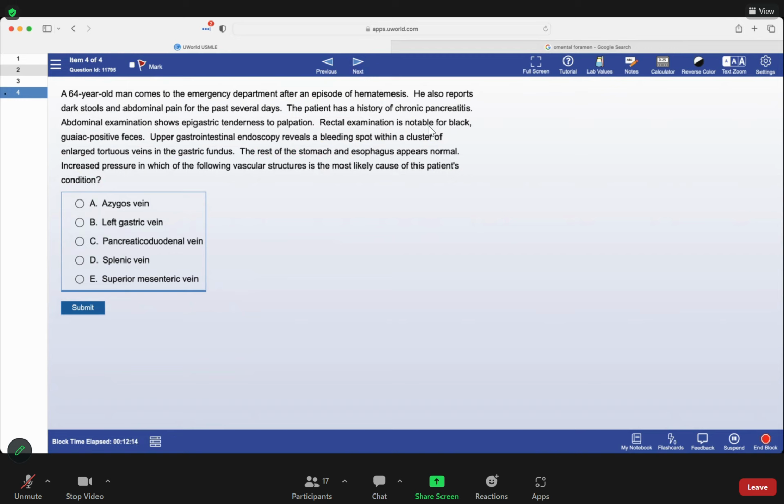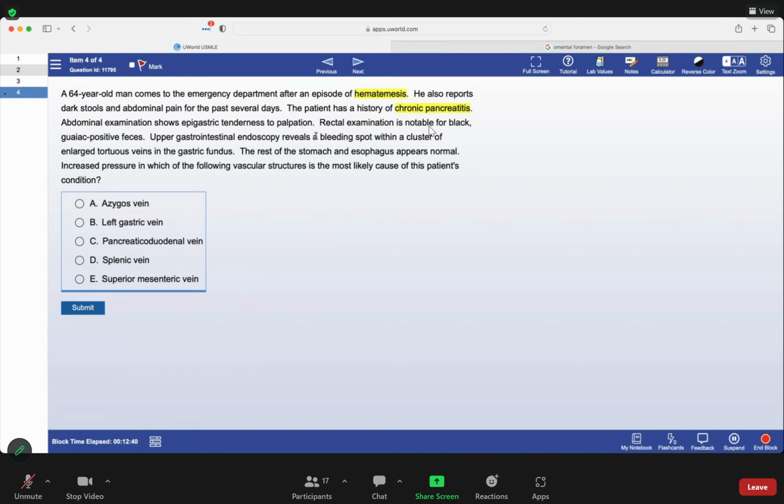All right, let's go. Now, a 64-year-old man comes to the emergency department after an episode of hematemesis. That means blood coming from the GI tract, from the mouth. He also reports dark stool and abdominal pain for the past several days. The patient has a history of chronic pancreatitis. Abdominal examination shows epigastric tenderness to palpation. Rectal exam is notable for black guaiac-positive feces.